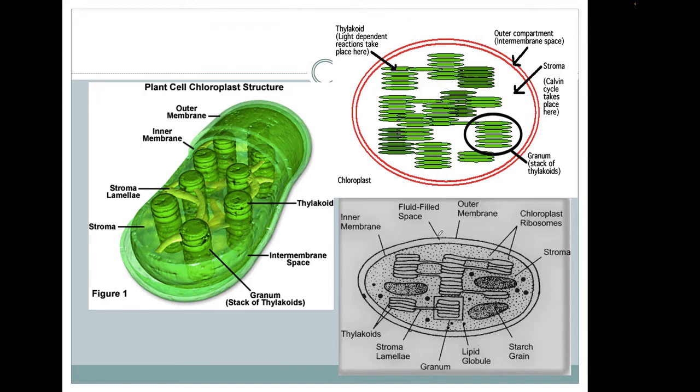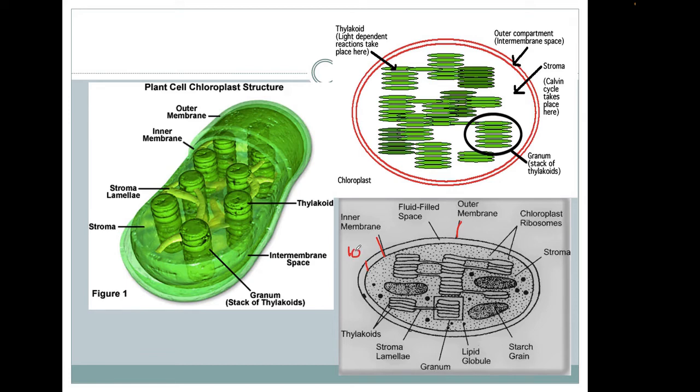This is the outer membrane. This one is the inner membrane. In between the two layers, they are separated by the periplastidial space of about 10 nanometer width. How much? 10 nanometer.